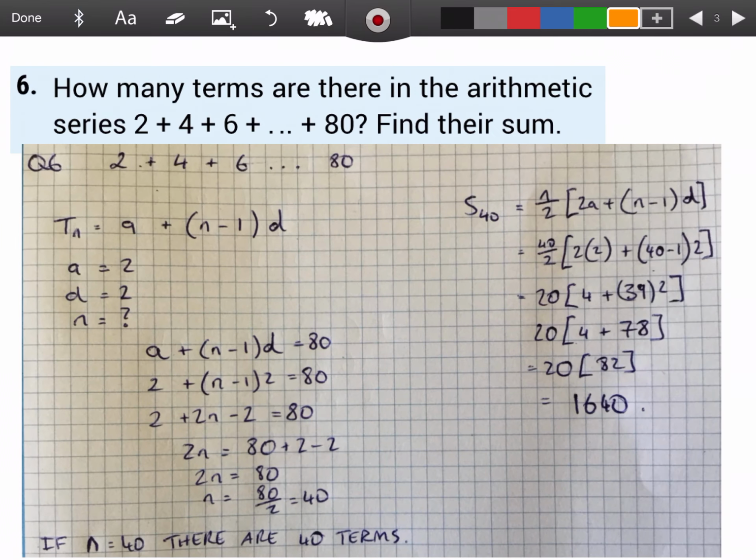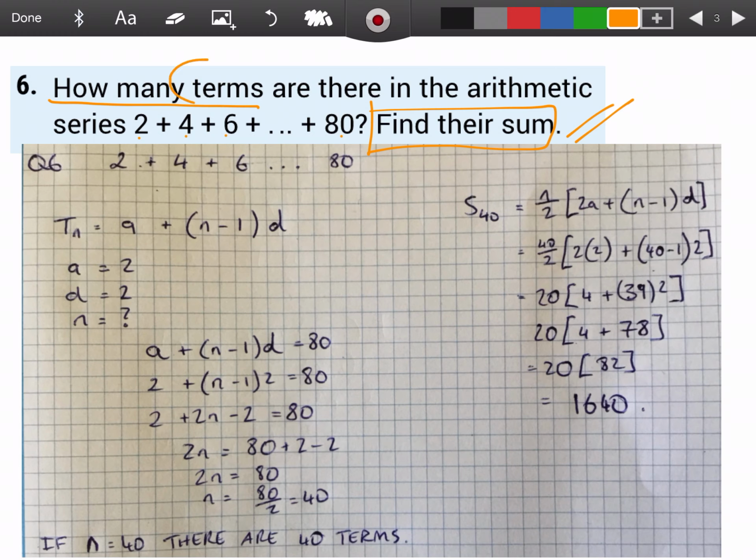Question 6 then. A little bit different here. It's asking how many terms are there in this arithmetic sequence, or series I should say, sorry. It's going 2 to 4 to 6 all the way up to 80, okay? So it's in 2 parts, and then the next bit, it has to find our sum. So this is the bit that we're used to doing in question 1 and question 3. Nice and straightforward, we'll be able to do that, no problem.